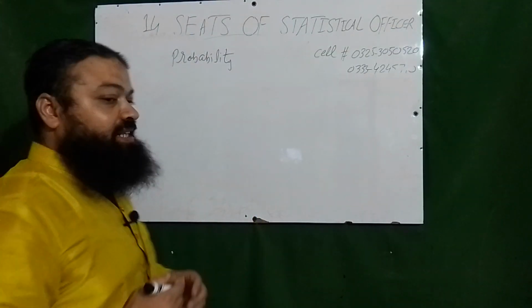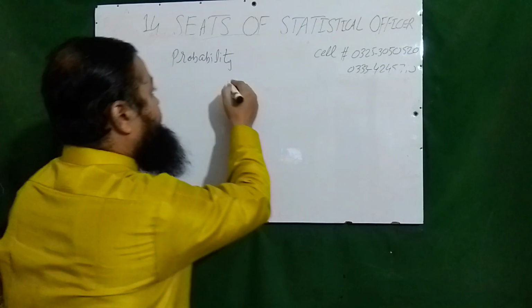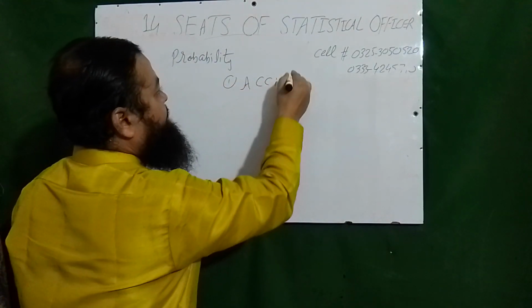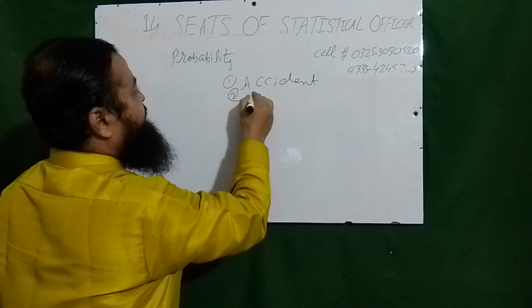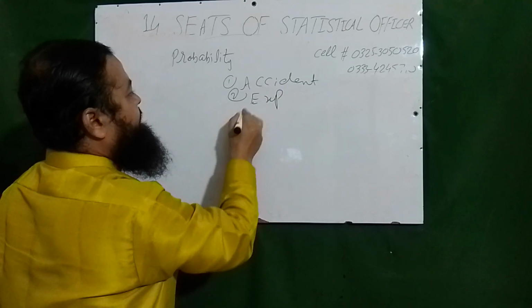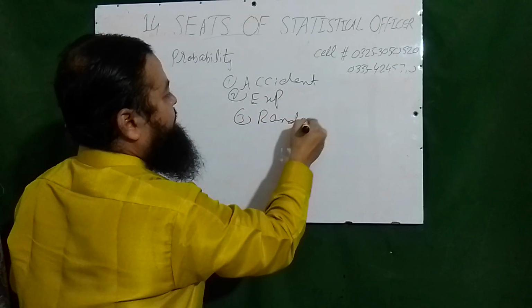Let's start please. The topic is probability. In probability, first of all, I will tell you accident, experiment, and random experiment.